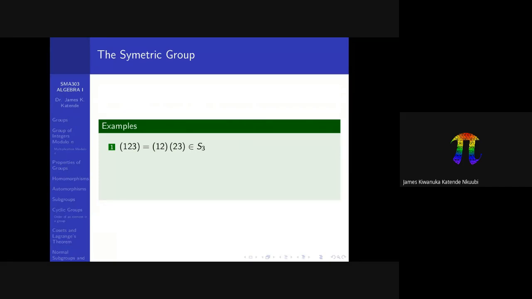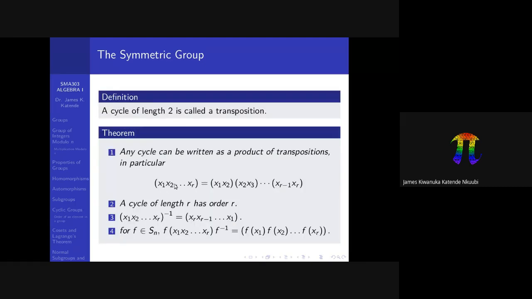So here's an example. This cycle of length 3 can be written as a product of transpositions (1 2) and (2 3), using the same ideas from this theorem. So applying this idea here, we can write any cycle as a product of transpositions. Remember, a transposition is simply a cycle of length 2.